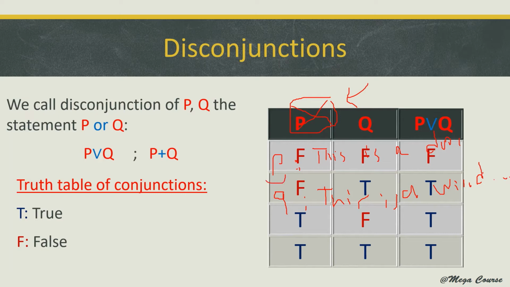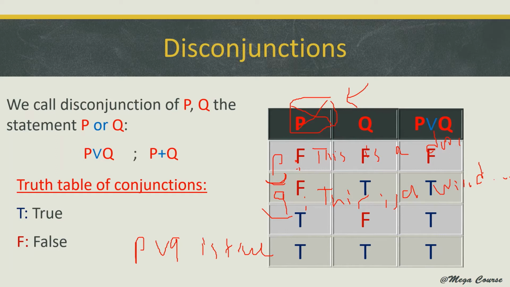P here is true. I'm sorry, P here is false because this is a window and P says this is a door. No, it is a window, not a door. But Q is true actually. It says this is a window and it's a window. So the disjunction P or Q is true. Why? Because at least one of them, which is Q, is true. So this was the example for the disjunction.